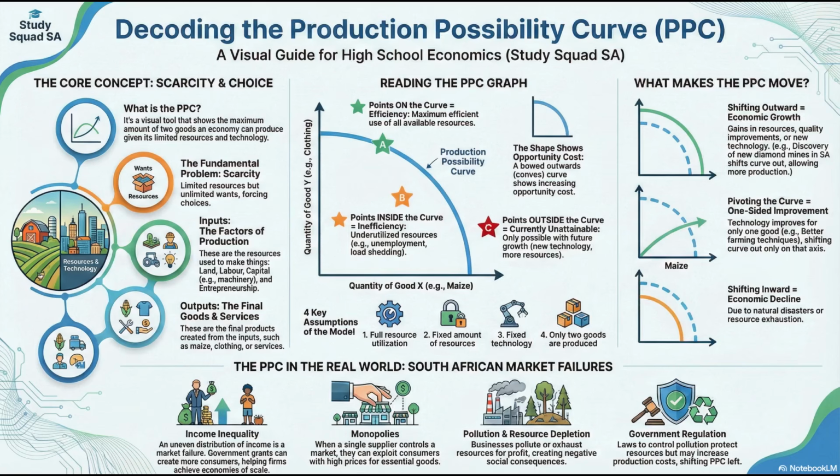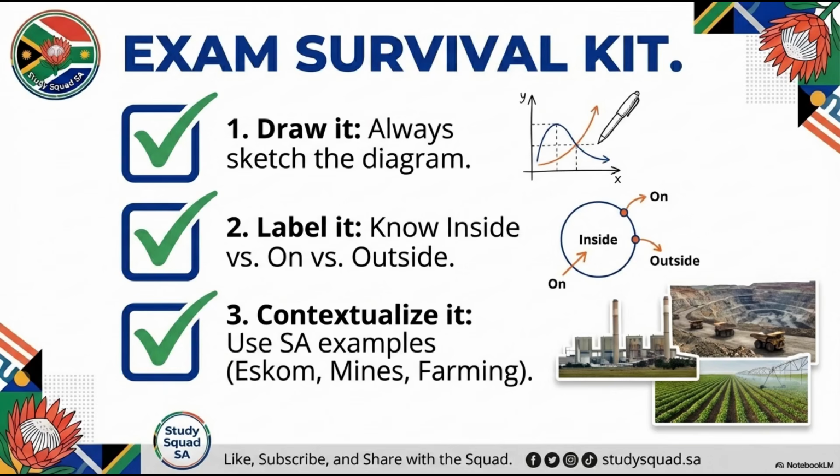So, to recap, the production possibility curve is a powerful tool for understanding scarcity, choice, and opportunity cost. It shows the maximum amount of two goods that an economy can produce, given its limited resources and technology. The shape of the curve tells us about the trade-offs involved, and shifts in the curve indicate economic growth or decline. Understanding the PPC is crucial for understanding how economies function and how governments can intervene to improve efficiency and address market failures.